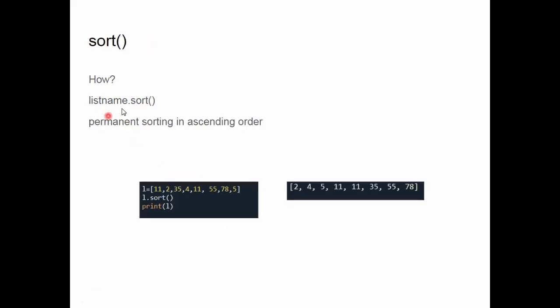Now we are having list name dot sort. What it is going to do is sort the elements in ascending order, and it is going to do the permanent sorting. So we are having this kind of elements. If we are having duplicates also, the duplicates are also going to be sorted. So L dot sort, and if we print L, that means the sorting is done permanently on your original list.